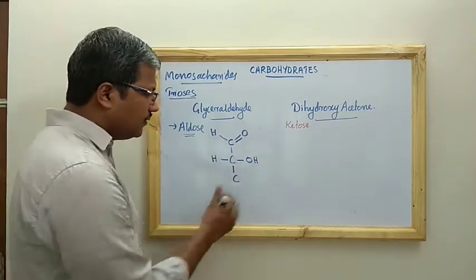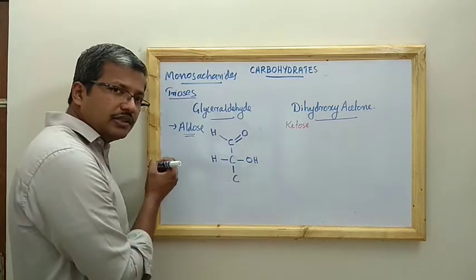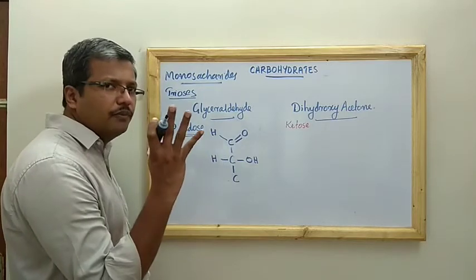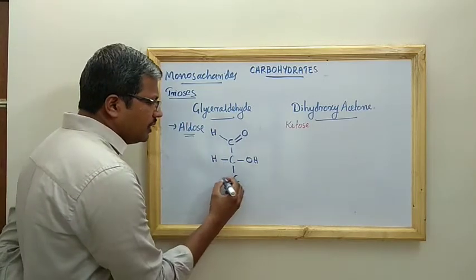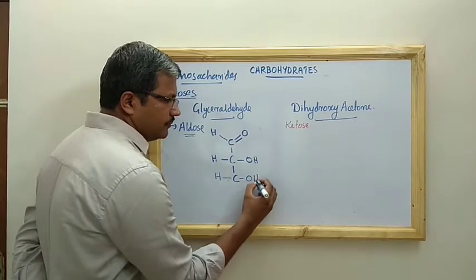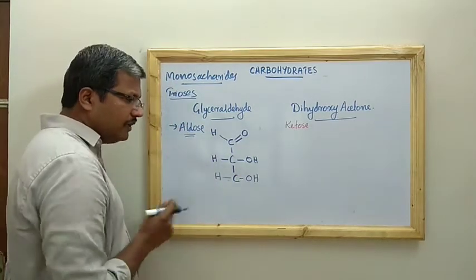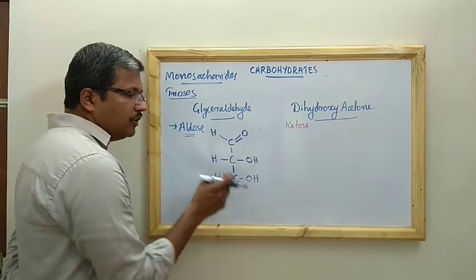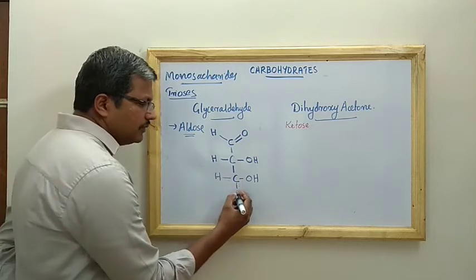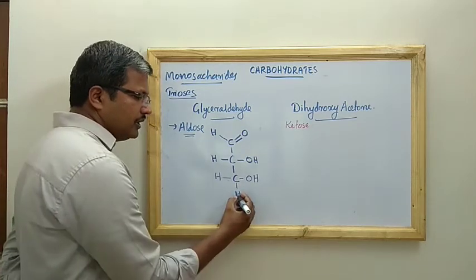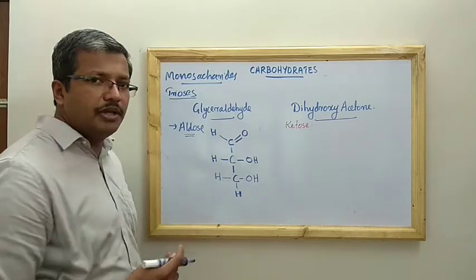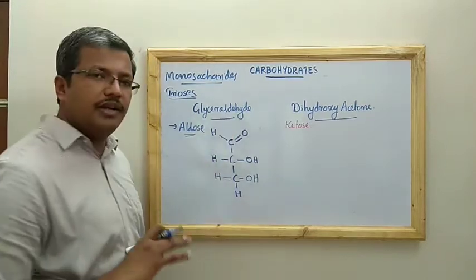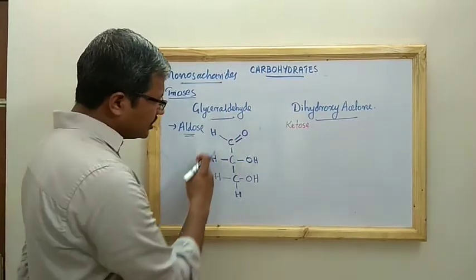Now the last carbon. How many valencies are remaining for the last carbon? One valency is already filled by the bond with the previous carbon. So the remaining is 3, not 4, because 1 is already filled. You first fill with H and OH, so now the remaining is 1. The remaining you can just fill with H. That is the ultimate practice: wherever a valency is remaining, normally you fill it with hydrogen. Now the structure of glyceraldehyde is ready. So this is the structure of glyceraldehyde.